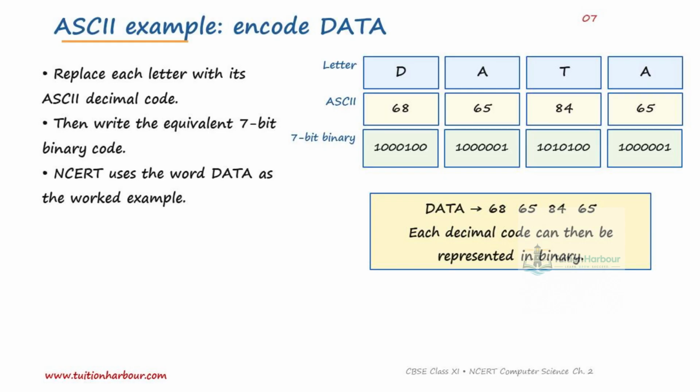NCERT uses the word data as an ASCII example. D has code 68, A has 65, T has 84, and A again has 65. Each decimal code is then written as a 7-bit binary value for the computer.